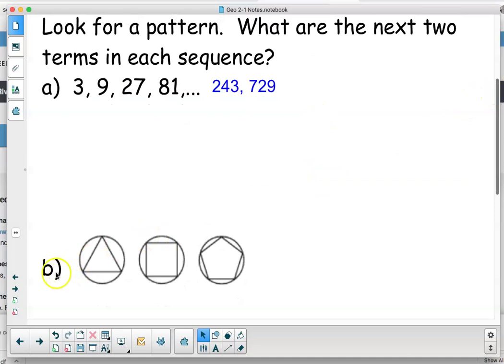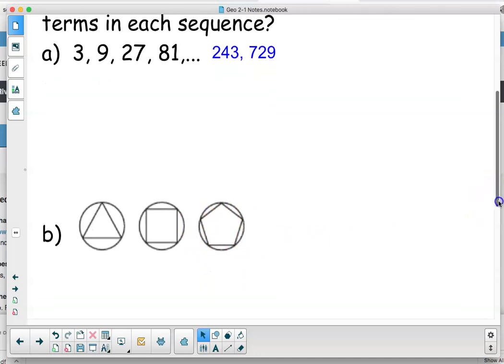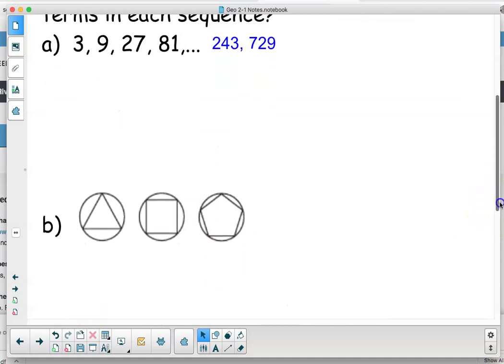Let's check out the B pattern. I've got a circle with a 3-sided figure, a circle with a 4-sided figure, and a circle with a 5-sided figure. What are the next 2 terms in the sequence? Go ahead and give it a try. Hopefully you're seeing that it's a circle with a 6-sided figure and a circle with a 7-sided figure. So it's 1, 2, 3, 4, 5, 6, and this is 1, 2, 3, 4, 5, 6, 7.